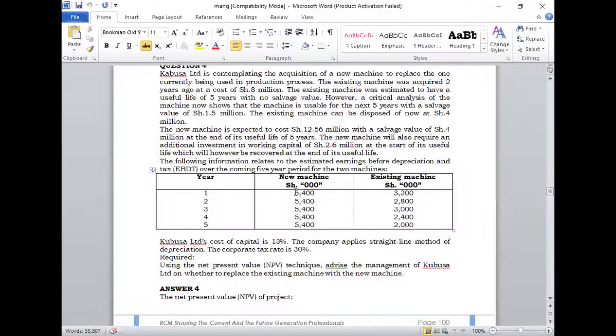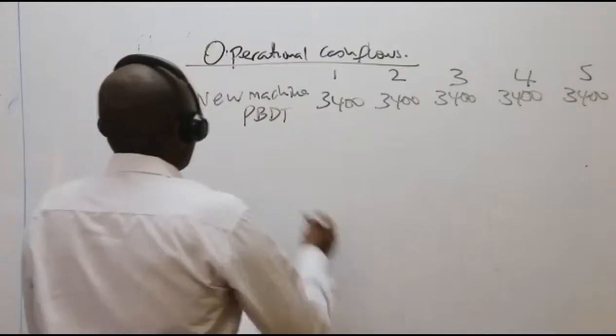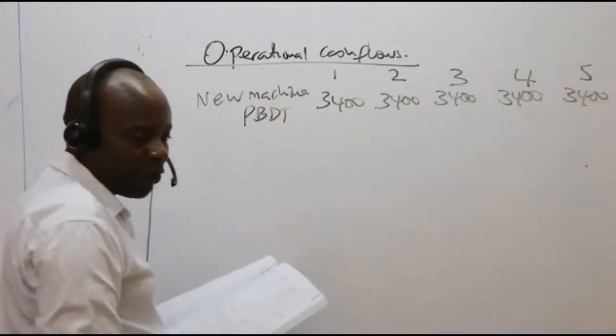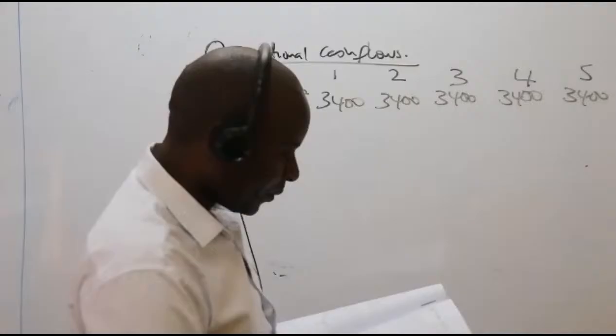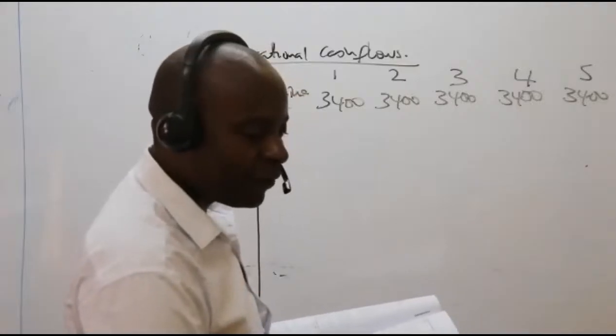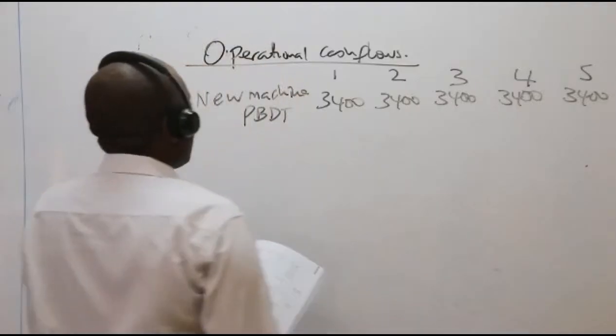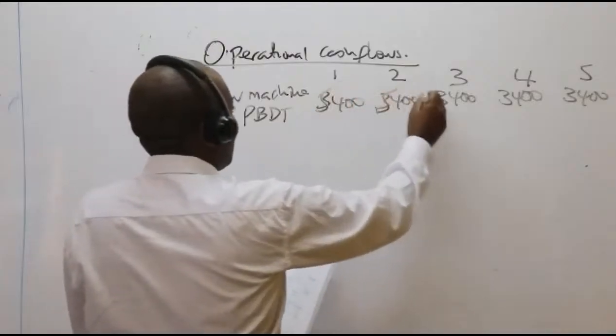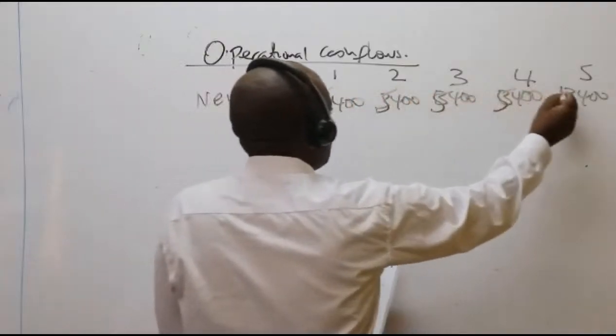They have given us the profit before depreciation and tax for the new machine. And then we have the profit before depreciation and tax for the old machine. So please get there and copy these very fast. I hope you are able to see the ones of the old machine. So for the old machine, what do we have here? Oh, it's 54, not 34. Thank you very much.